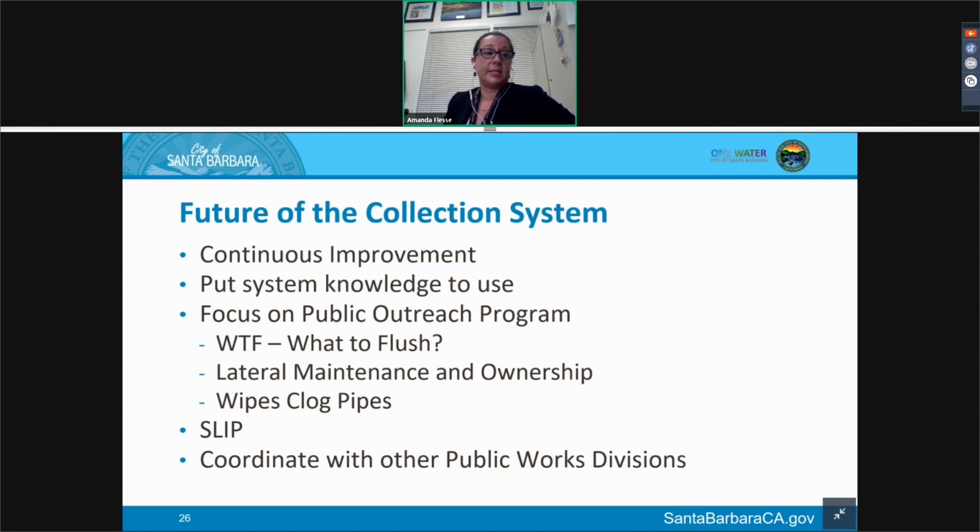We would also like to focus more on our public outreach program. Now that we've really established our cleaning programs and our rehabilitation programs, the next part is the SLIP program. That is a big impact to our collection system. So really working with the public and working with our constituents on what to flush and the maintenance operations and who owns what, and looking at possible grant funding and additional funding options for the public and the lower economy folks out there.